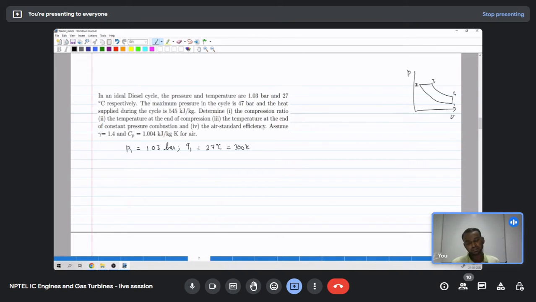The maximum pressure in the cycle is 47 bar, so it is P2, which is also equal to P3 is 47 bar, and the heat supply during the cycle is 545 kilojoules, so that is heat supplied is 545 kilojoule per kg. Determine the compression ratio, the temperature at the end of compression, the temperature at the end of constant pressure combustion, and air standard efficiency.